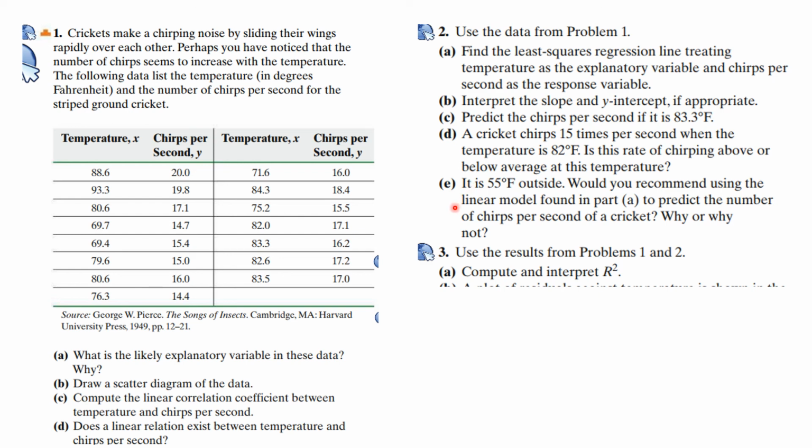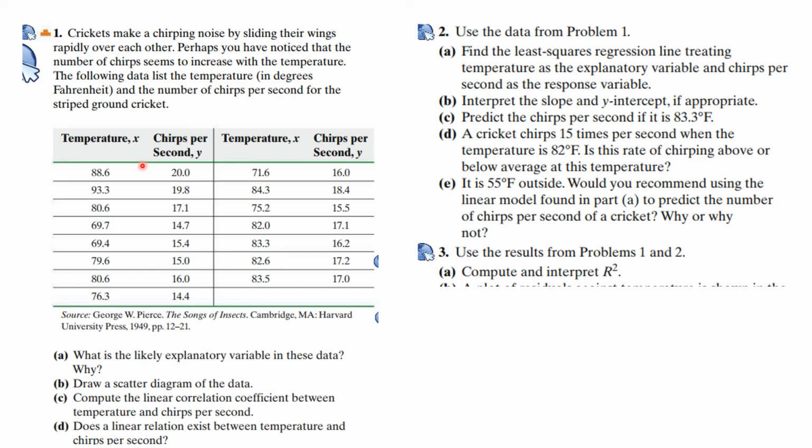Question E says, if it's 55 outside, should you use it? And the answer is no, because that's way outside the temperature range. I bet that the crickets are all hibernating at that time, and it would be useless to use that.